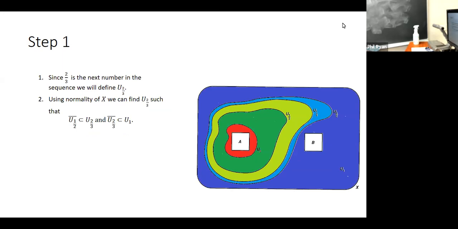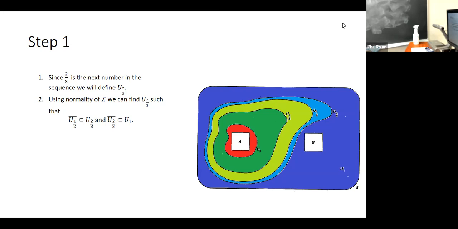Okay, the next thing is U2/3. Now 2/3, we want that between a half and 1. And so that means we've got to use normality of X on two closed sets. The closed sets we're going to use are the closure of U1/2 and B.